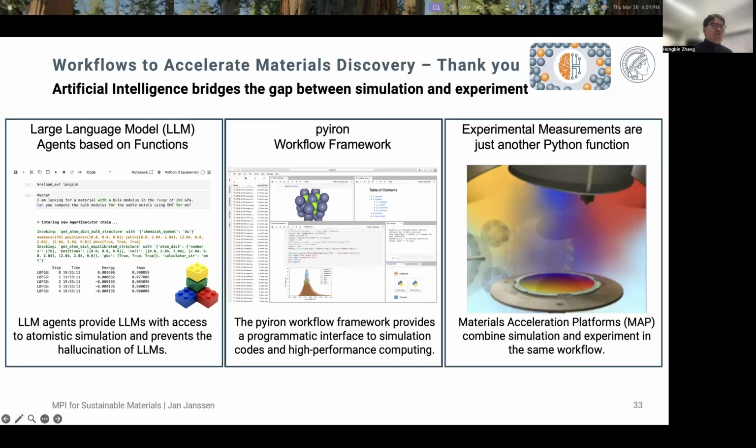Okay, so let me read the question. It was a great talk and I learned a lot. Can you tell me if you have tested machine learning interatomic potentials on low symmetry materials like the 5-component battery cathode materials you showed?